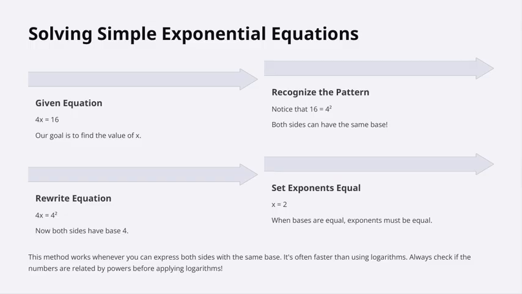Next, we rewrite the equation as 4 raised to the power of x equals 4 squared. This step is important because now both sides of the equation have the same base, making the comparison much simpler. The next move is to set the exponents equal to each other. Since the bases are the same, the exponents must be the same for the equation to hold true. So, x equals 2.